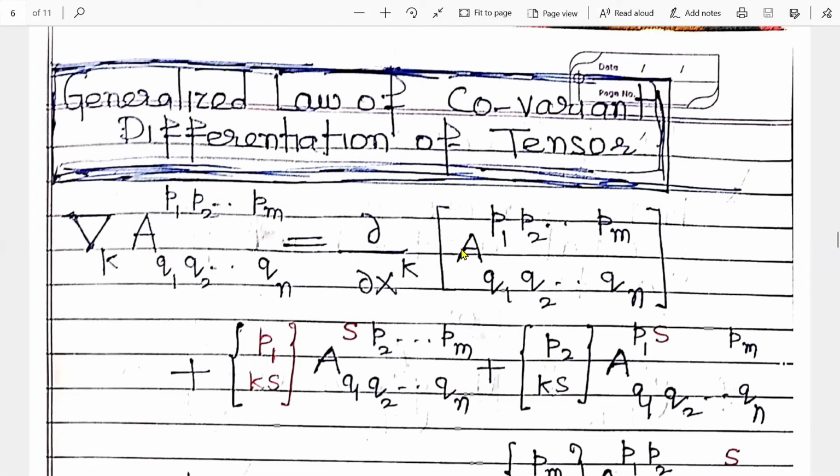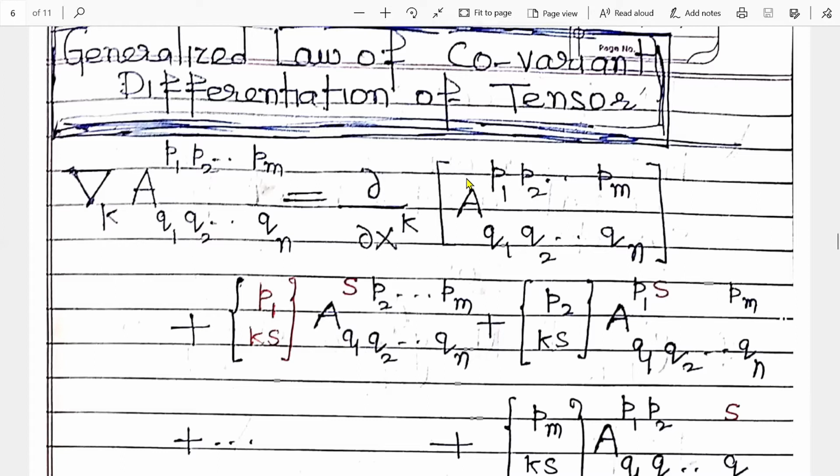In the last lecture, we discussed the covariant derivative of a tensor. Now, I repeat once again. It is a covariant derivative with respect to xk, right? This is the contravariant variables, and this is the covariant ones. Clear?